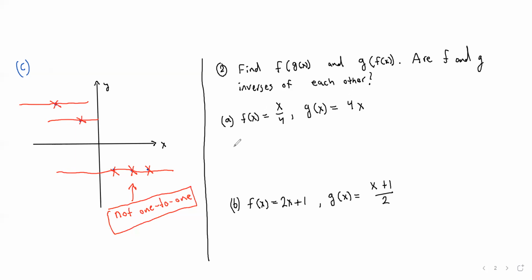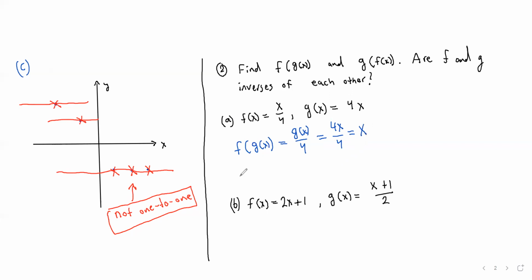If we want to find f of g of x, let's do this one first. F of g of x. What this means is you go to the equation for f of x and replace every occurrence of x with g of x. So f of x is x over 4 becomes g of x over 4. And now we replace g of x with its equation, which is 4x. So this is 4x over 4. And the 4 over 4 is 1, so this is just x.